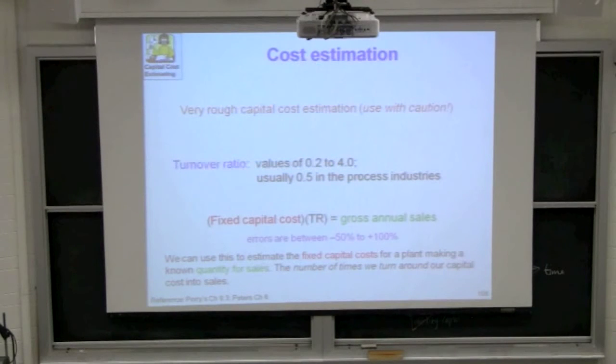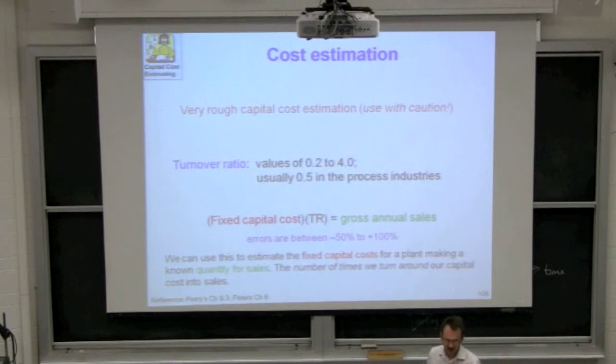Other industries can have turnover ratios that are quite a bit more aggressive or more generous at the 4.0 level. Okay, so coffee shops, restaurants, they have different turnover ratios. Chemical plants, that number is about 0.5. Every industry has a turnover ratio that you can go calculate. In the chemical industry, that number is about 0.5. So that's our very first, very crude estimate.